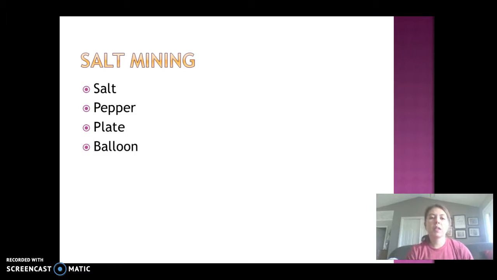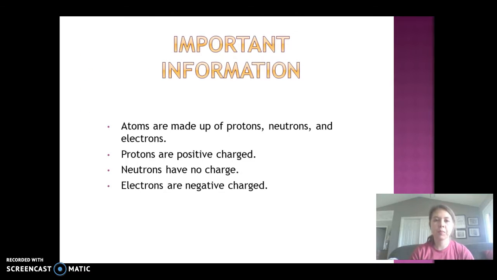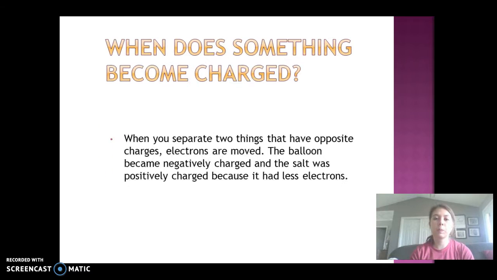During this presentation, we had to do the experiment of salt mining. For this exercise, we needed salt, pepper, a plate, and a balloon. Some important information to note before starting this experiment was that atoms are made up of protons, neutrons, and electrons. The protons are positively charged, neutrons have no charge, and electrons are negatively charged.